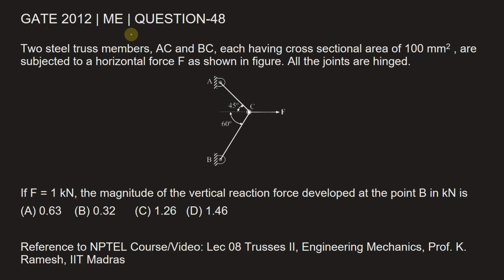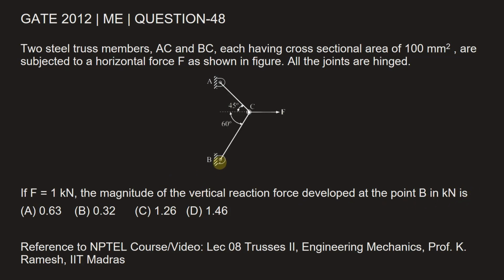This question is from the Mechanical Engineering paper of GATE 2012. It's question number 48. Two steel truss bars AC and BC, each having cross-sectional area of 100 mm square, are subjected to a horizontal force F as shown in the figure. All the joints are hinged. If F is 1 kN, the magnitude of vertical reaction force developed at the point B in kilonewton is dash.